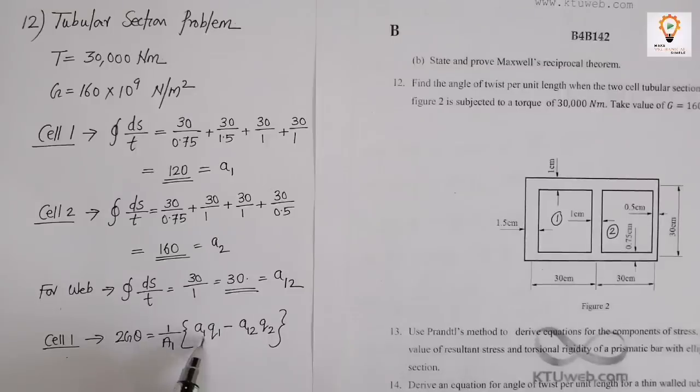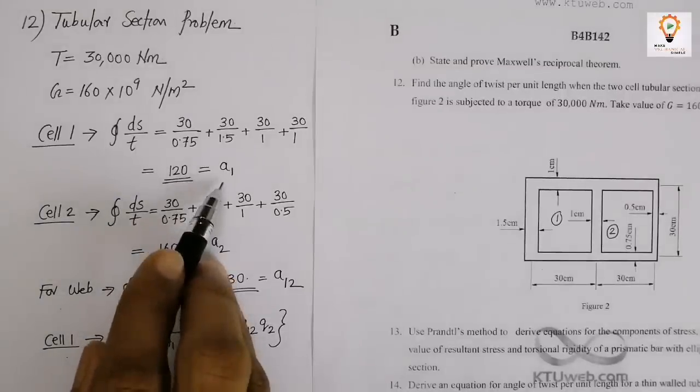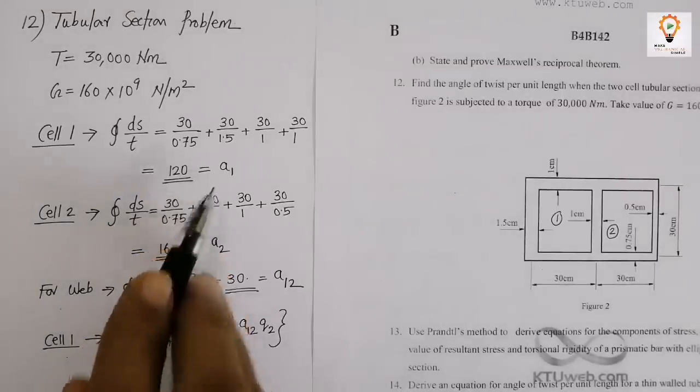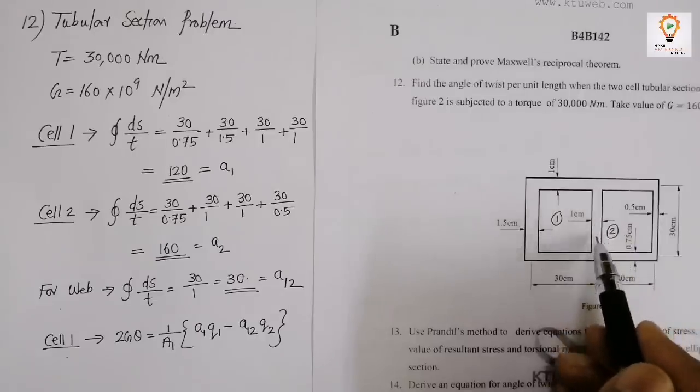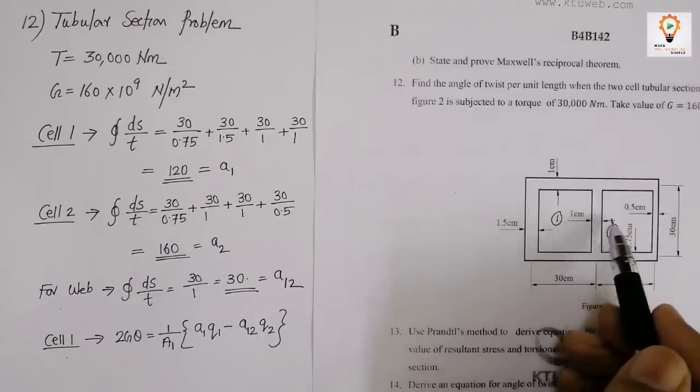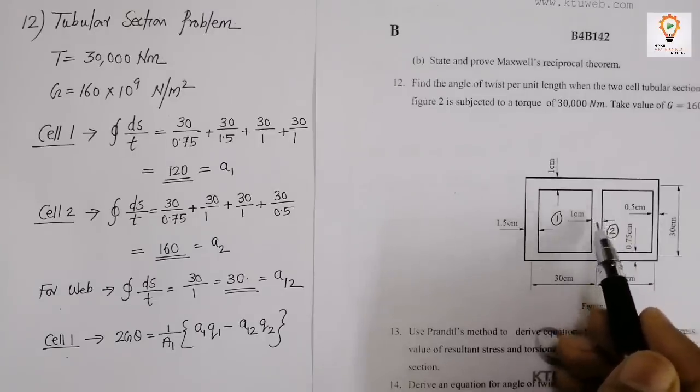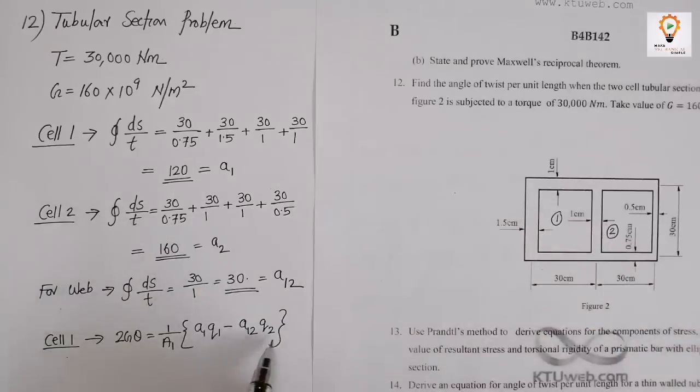Now A1 q1. A1 is the closed integral ds by t for cell 1. Now what is q1? q1 is the shear flow for cell 1, that I will explain very soon while proceeding to the problem, minus a12 q2. Now why am I subtracting a12 q2? Because I have told you this web is shared by cell 1 and cell 2 channels. Now in order to subtract the effect of cell 2, I am subtracting a12 q2 from this value.